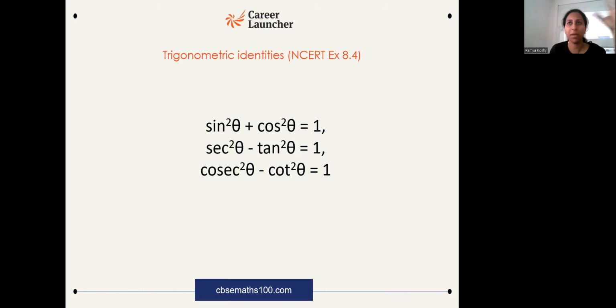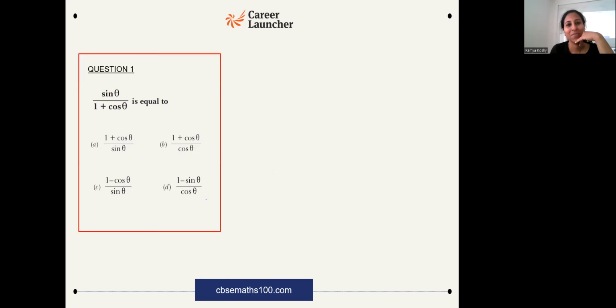You will have one proving question at least which can be expected, along with the MCQs. In other sections, you can have at least one proving question. Okay. Try these.